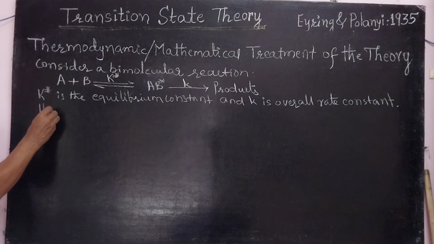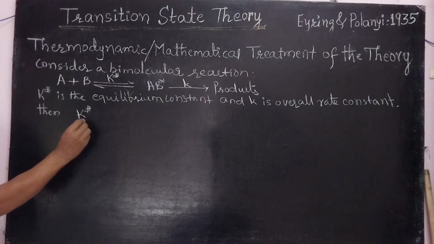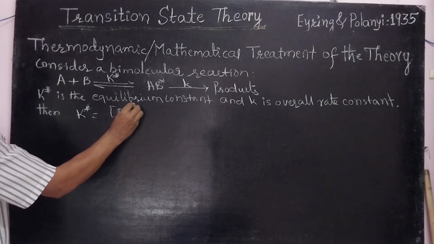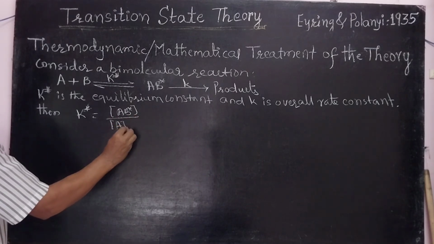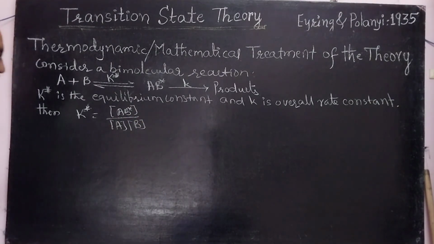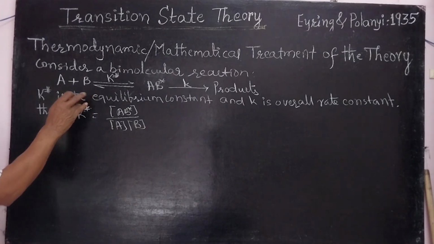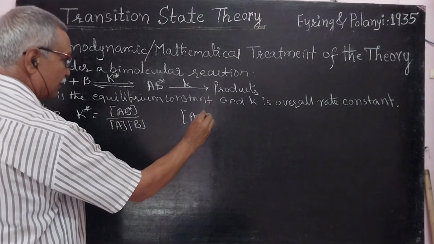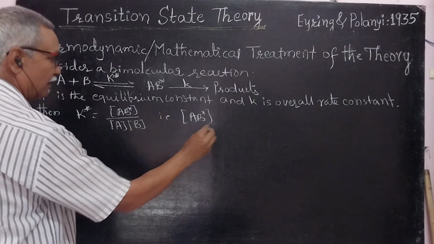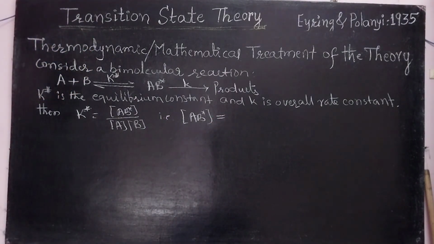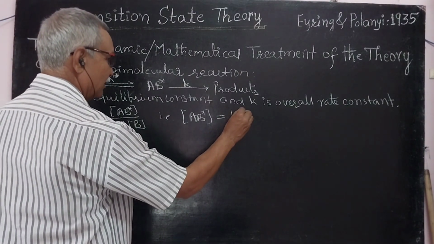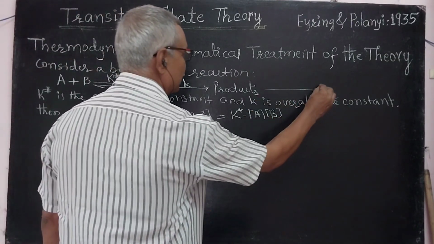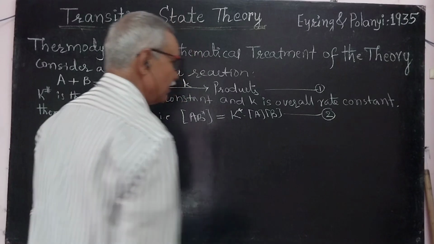Then K star is equal to the concentration of AB star divided by the concentration of A into the concentration of B. From this it shows that the concentration of AB star, that is the intermediate complex, is equal to the equilibrium constant into the concentration of A and the concentration of B. Suppose this is equation 1 and this is equation 2.